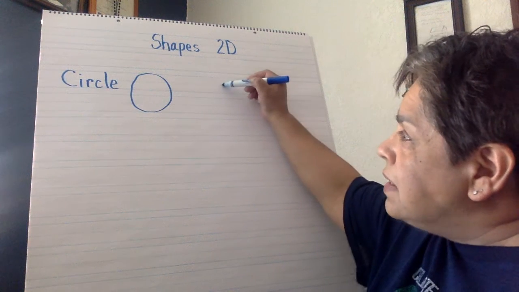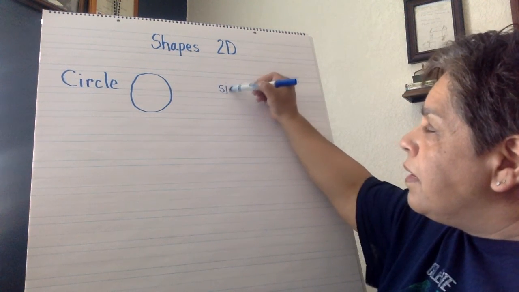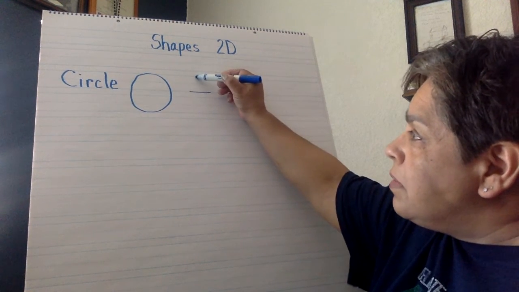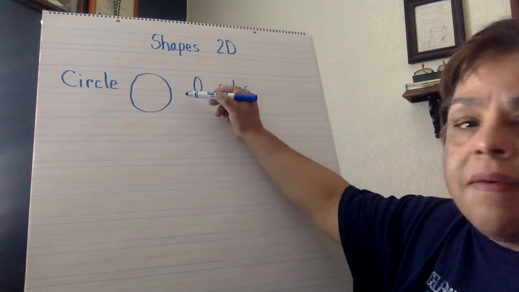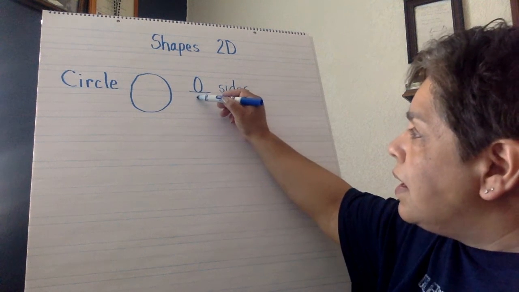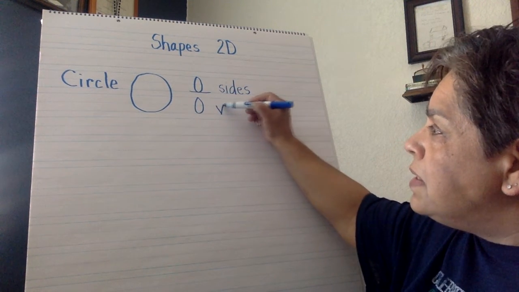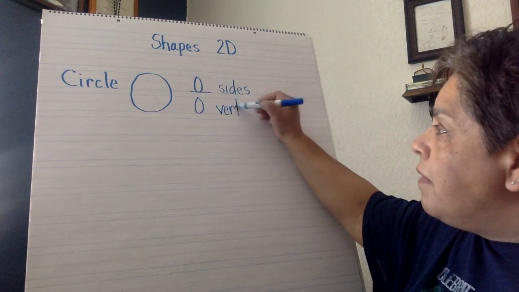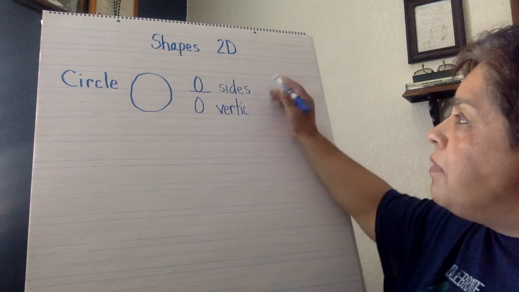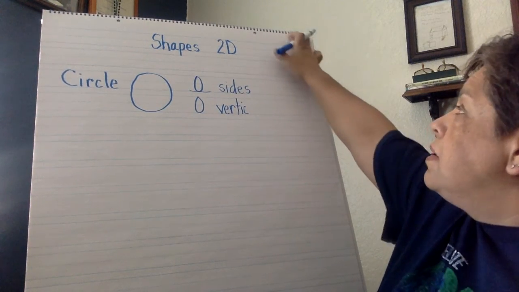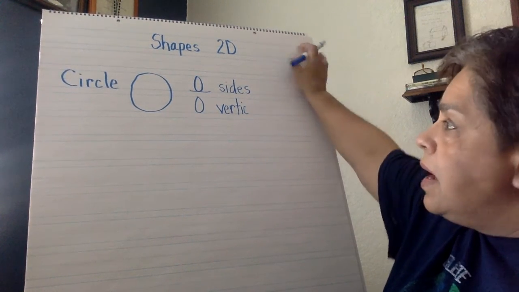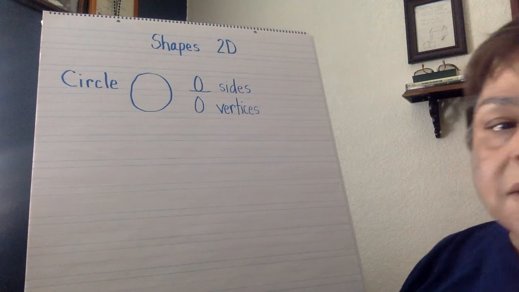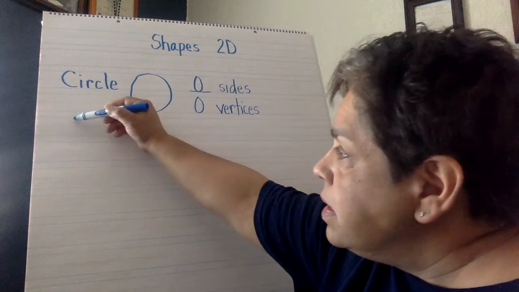Does it have any sides? No, it has 0 sides. Does it have any vertices? It has 0 vertices. Do you remember, boys and girls, what a vertex is? A vertex is a corner. So if you look up here at my pad, this would be a vertex up here. Okay? Does a circle have any vertices? No, because it doesn't have any sides. Okay, let's go on to the next one.